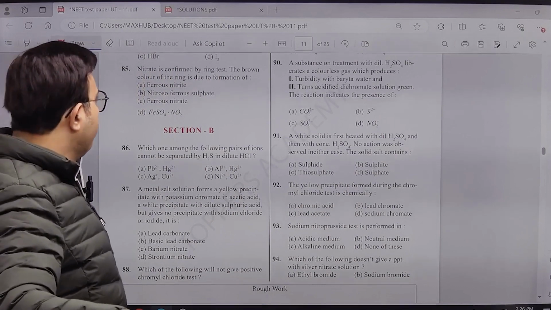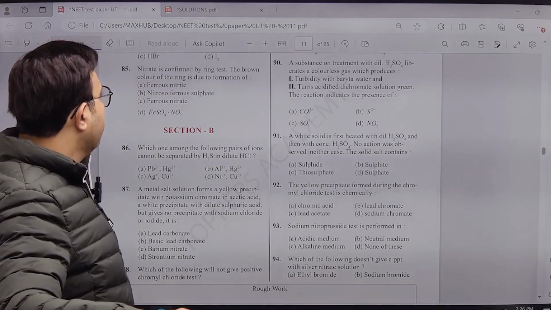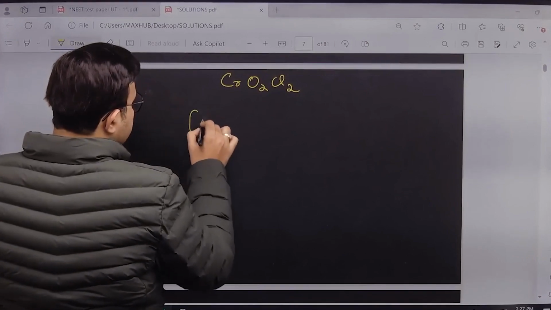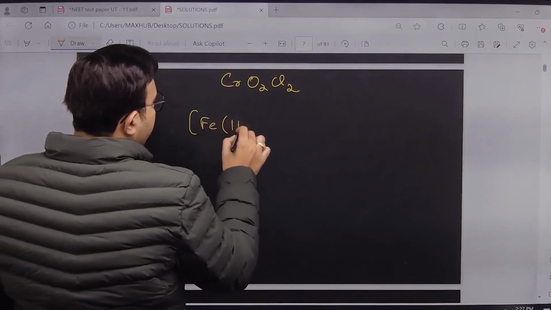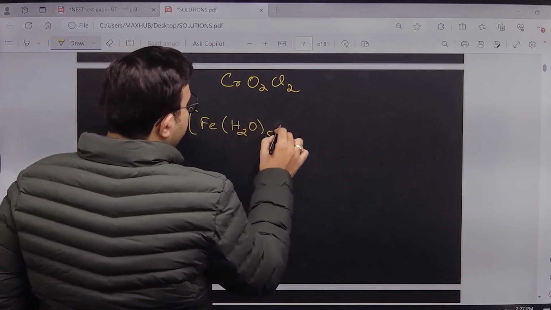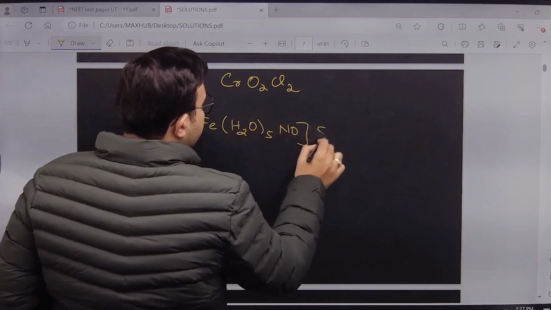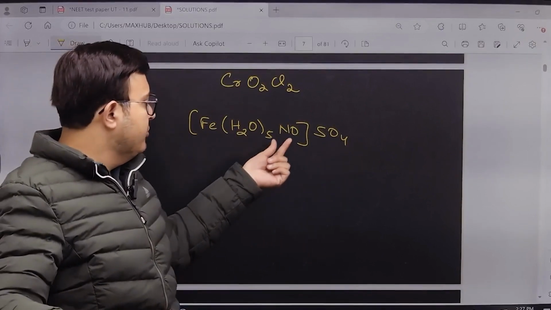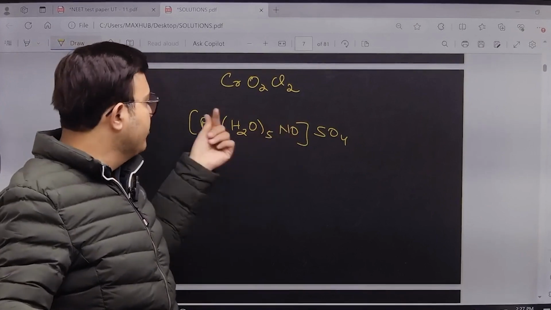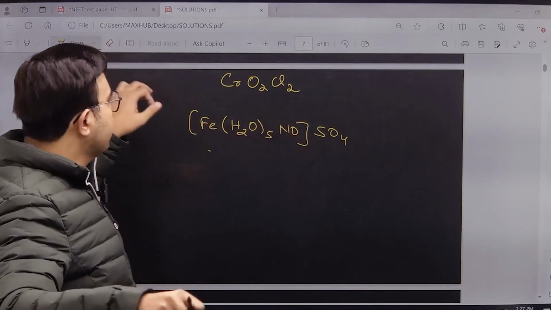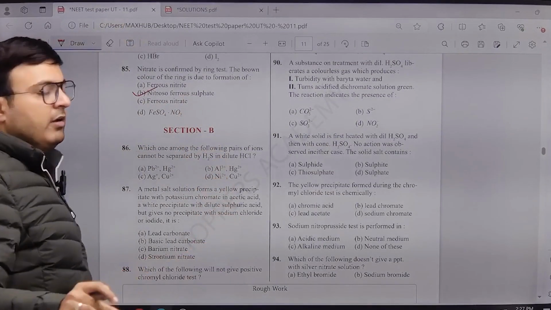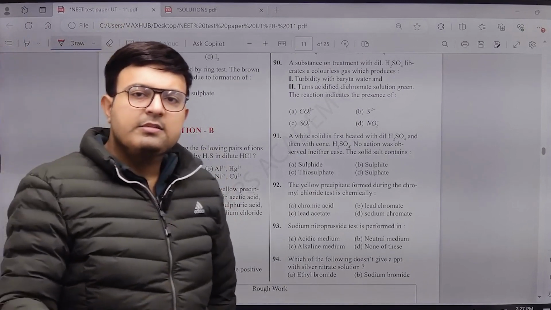Nitrate is confirmed by ring test. Okay, so the brown color of ring is due to the formation of which compound? So this compound is formed: [Fe(H2O)5NO]SO4. Okay, so this compound is formed during brown ring test. So this ligand is nitroso. So nitrosoferrous sulfate is given out as the product. So B is the correct answer. Nitrosoferrous sulfate.